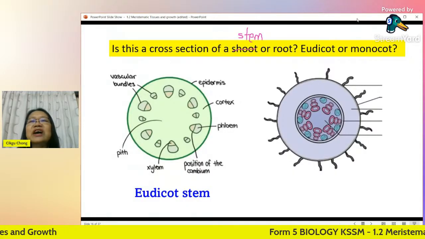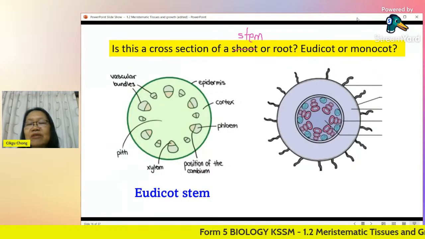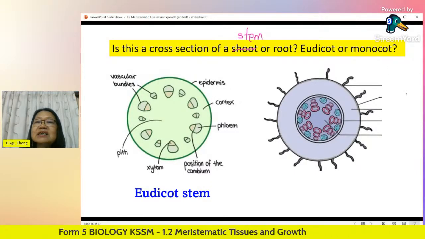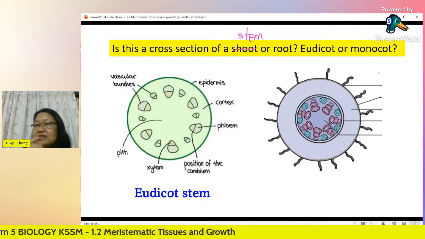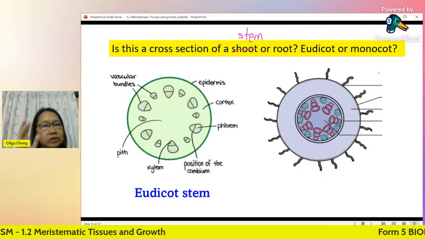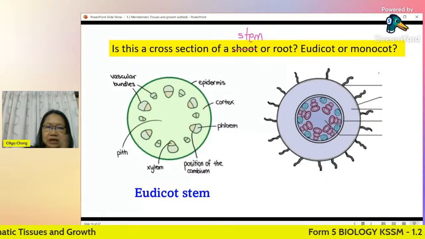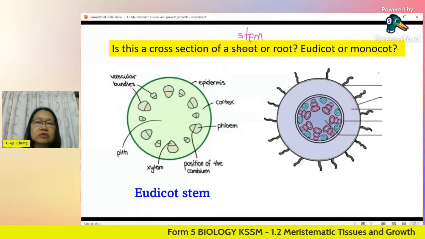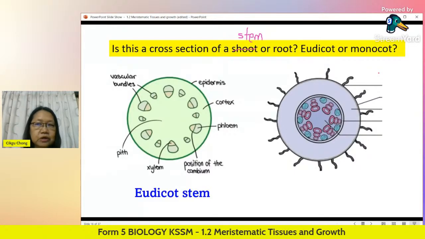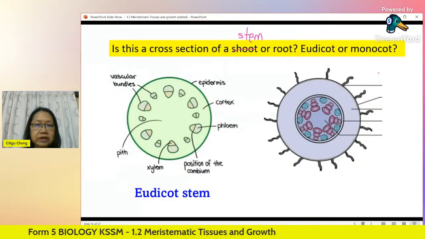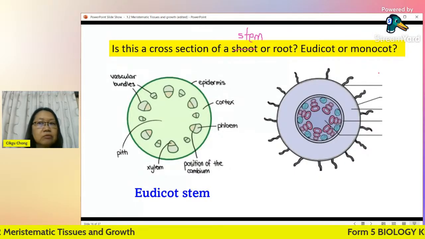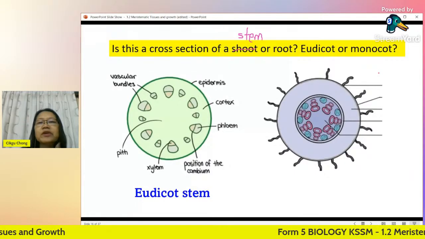Let me check the answer. Root, all right. You said root is correct because you can see the root hair cell. That's easy. Now, how to see whether it's eudicot or monocot? You've forgotten already because I changed the slide. So later you go and look back at the video, copy down in your notes, and remember which is eudicot and which is monocot. Okay, tell me.